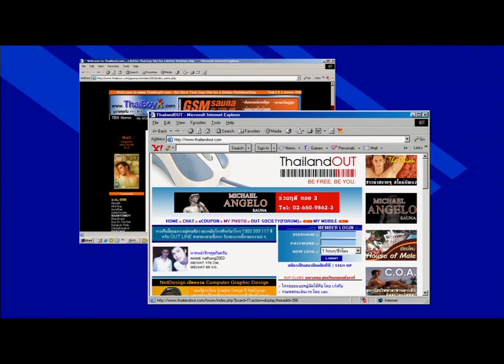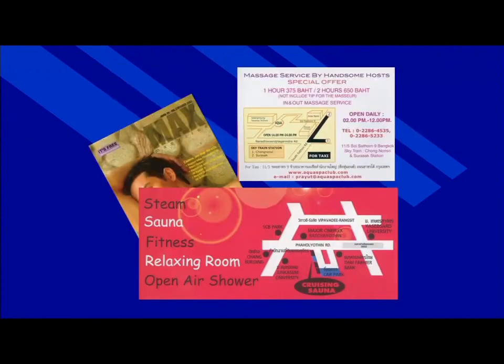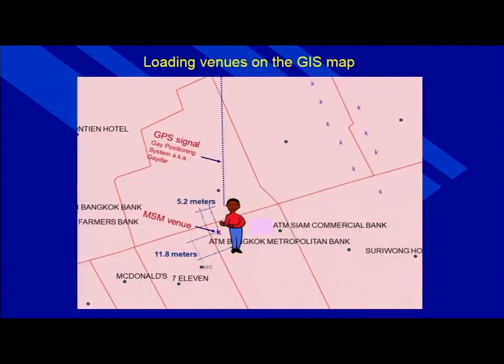I'll go a bit through this. So where can we find information about the venues? We can find it on the internet. Very often they list their maps as well, so we can actually find out where they are, and we can load them on the GIS map.